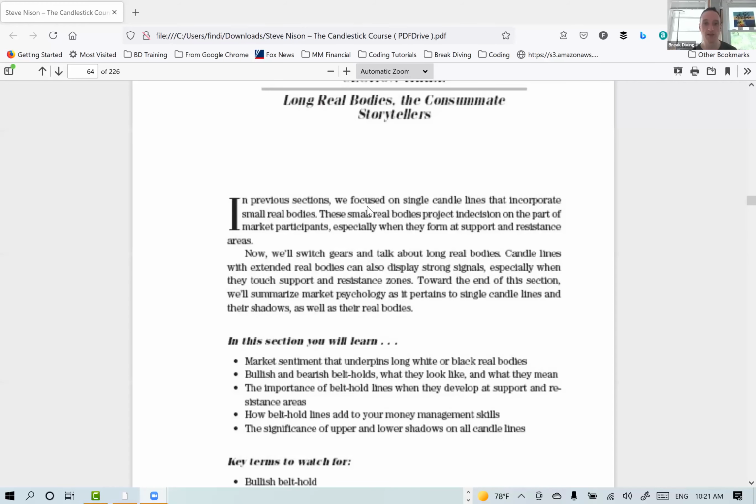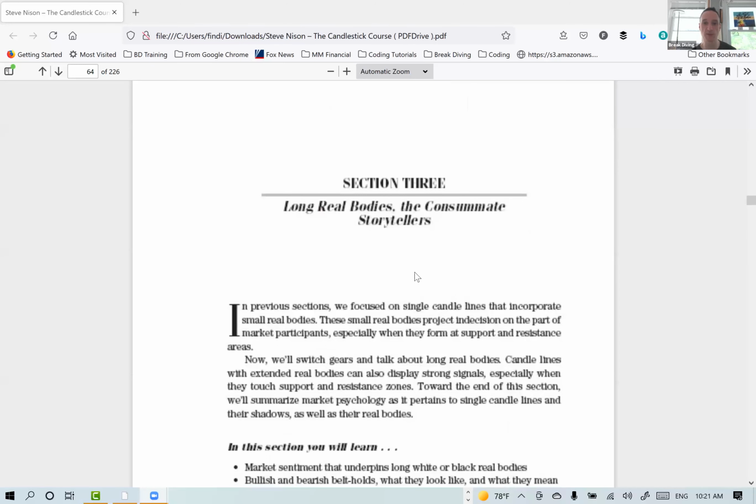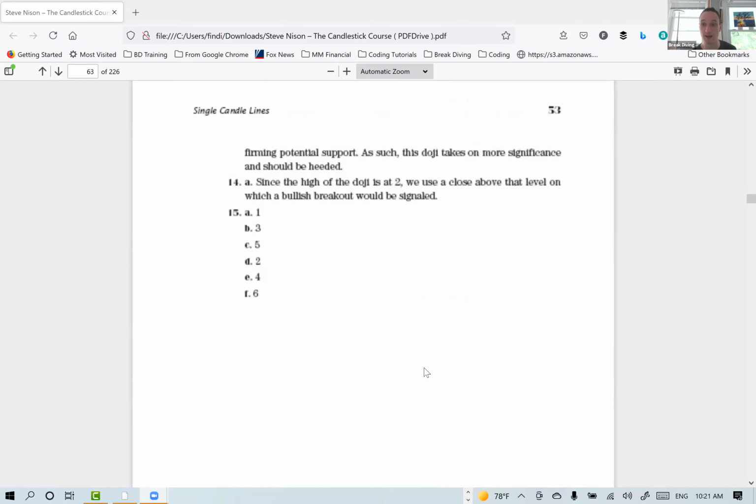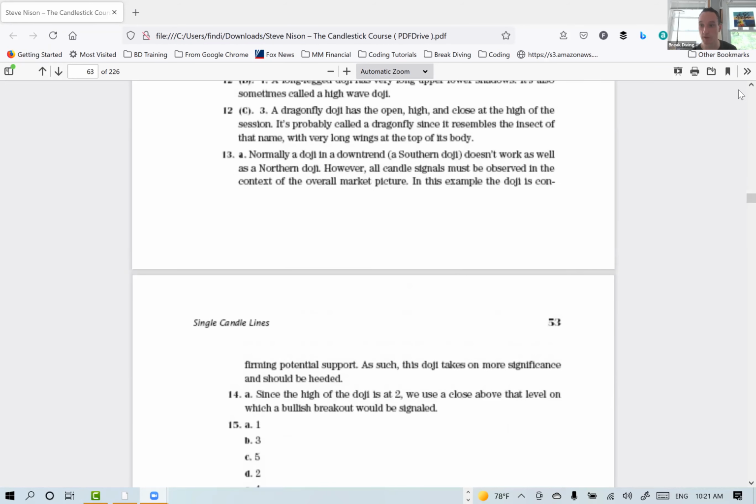And we're going to continue our discussion of Steve Nison's The Candlestick Course book, picking up exactly where we left off, because that's been a busy week and a half and I have not done any reading whatsoever further in the book. So we're going to do that together and read the next chapter, which is Long Real Bodies, the Consummate Storytellers. But before we do that, and especially because Shemaine's here too, and because I've kind of forgotten a lot, let's just go back and do a quick review of every chapter.